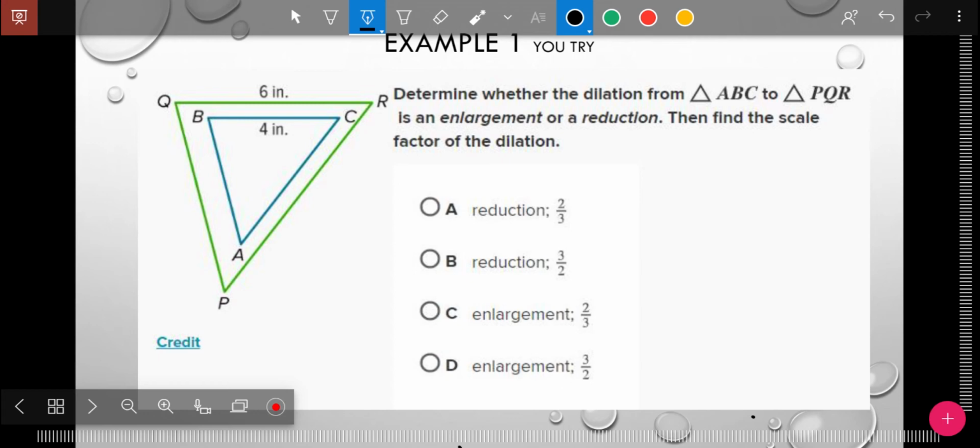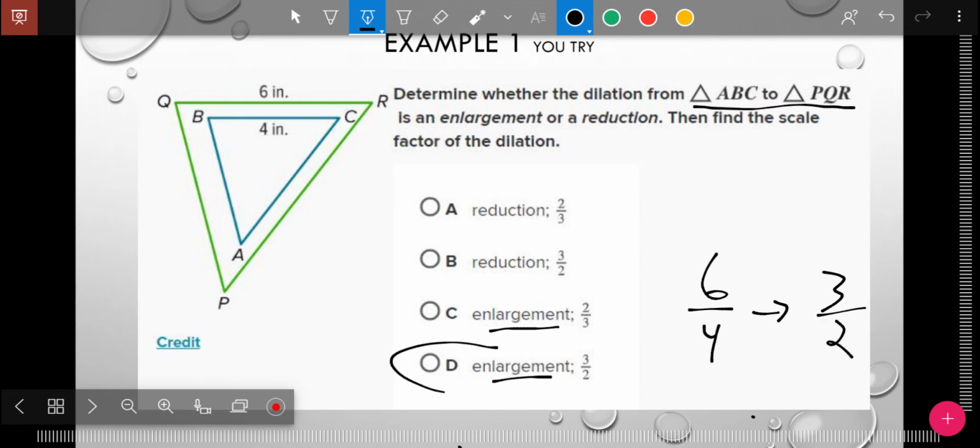Hopefully you read the map here and saw that it's getting bigger, so it's an enlargement. 6 over 4 reduces to 3 over 2, and so D is my answer.